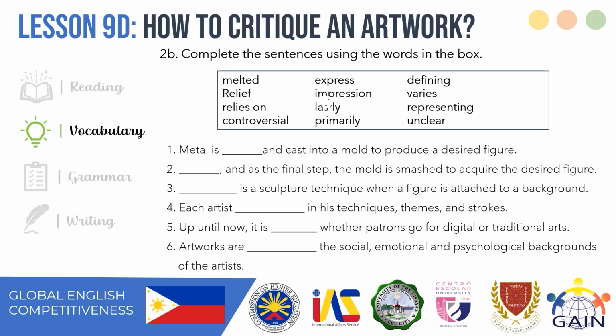All right, moving on. Complete the sentences using the words in the box. For example, in number 1, metal is blank and cast into a mold to produce a desired figure. The word that we're looking for is melted. Now, pause the video and answer the rest of the items. Here are the correct answers.